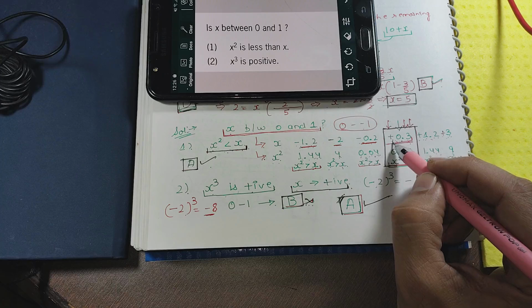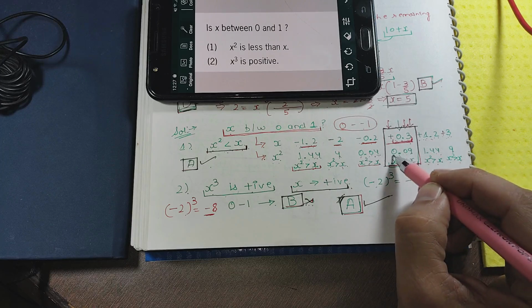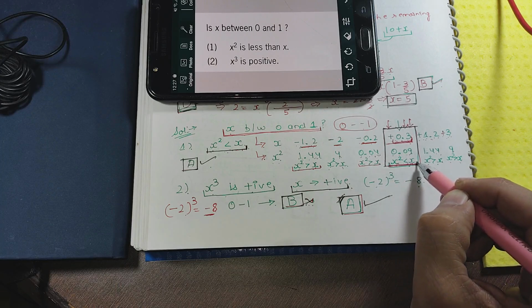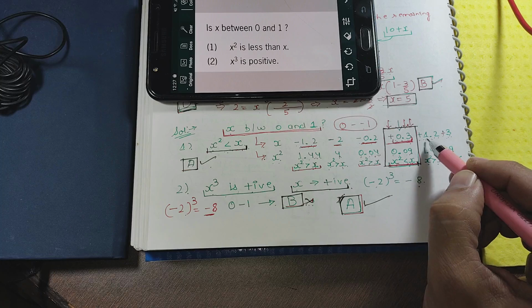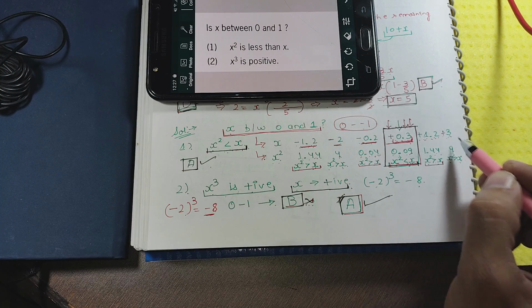But if I consider some values between 0 and 1, let us consider 0.3. Here its square becomes 0.09. In this case, x square is less than x, right? Now 1.2 square is 1.44. Again, x square is greater than x, and for 3 it is 9.